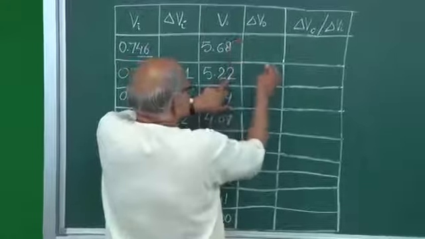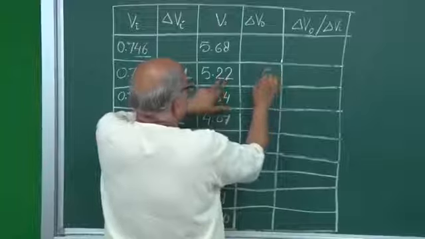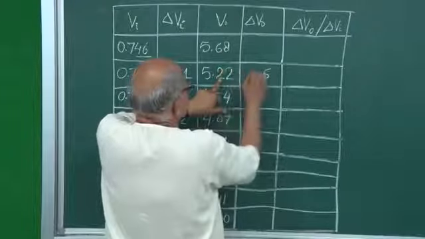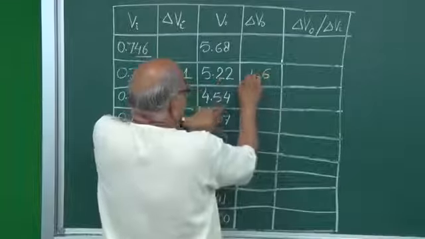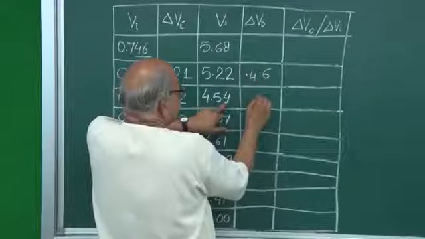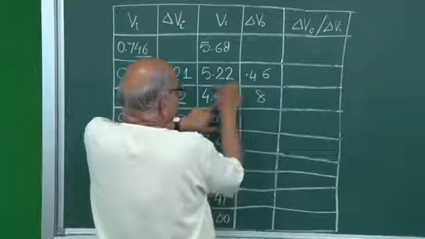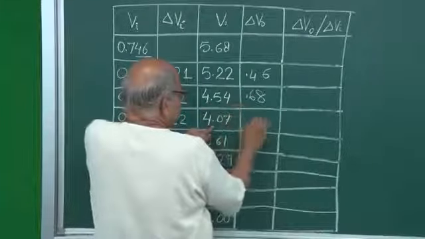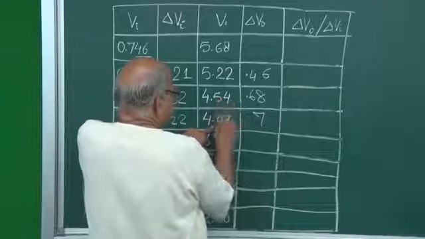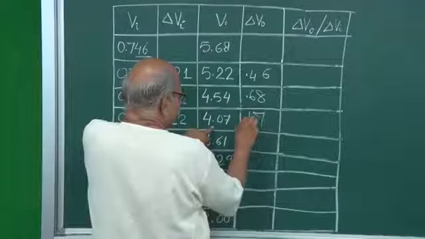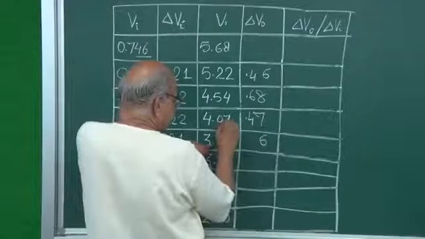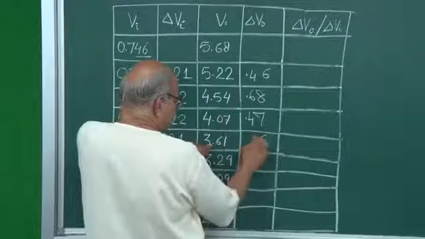So 8 minus 2 is 6. Then here it is 6 minus 2 is 4. Here it is 12 minus 4 is 8. And 11 minus 5 is 6. Here it is 14 minus 7 is 7. And 4 minus 0 is 4. Here it is 7 minus 1 is 6. And 10 minus 6 is 4.